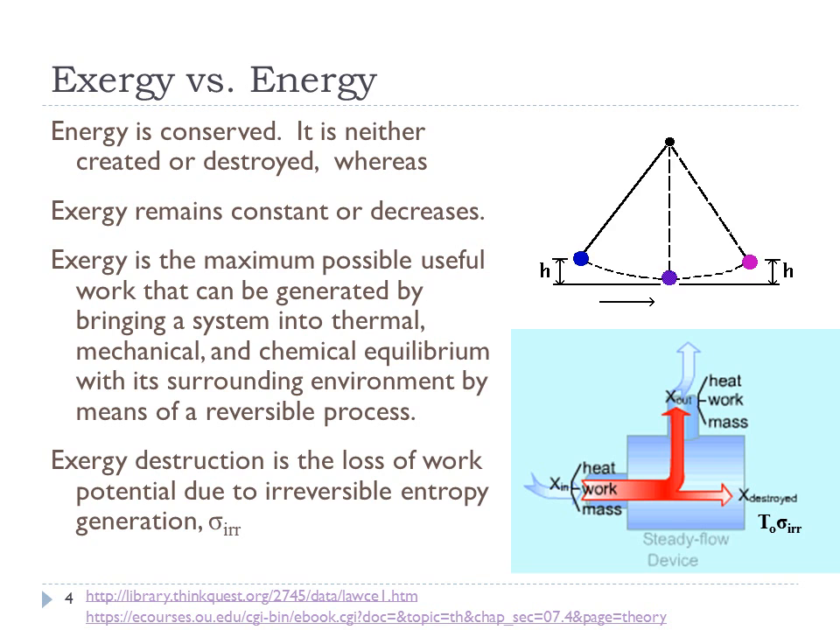Now, there's this term called Exergy, and we'll be using it throughout the course. Exergy is something that is either constant or decreases with time. Typically, when we talk about energy, we're really using the term Exergy. Exergy is defined as the maximum useful work that can be generated by bringing a system into thermal, mechanical, and chemical equilibrium with its surrounding environment by means of a reversible process. By reversible, I mean a really slow process.